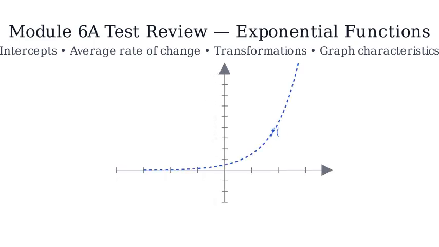Problem 1 and 2. We compare the parent function f of x equals 3 to the x and the transformed function g of x equals 2 times 3 to the x plus 2 minus 2. First, let us draw shared axes and plot both. The parent will be dashed. The transform will be solid.